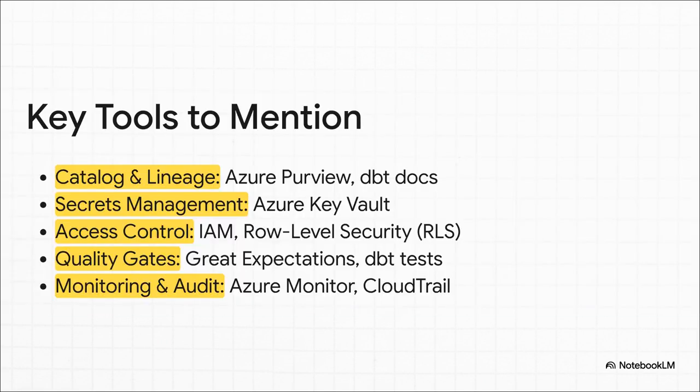And of course, you're not doing this by hand. You need to know the industry standard tools that make all this possible. For data catalogs, you might be using something like Azure Purview. For secrets, Azure Key Vault is a popular choice. For access control, you're going to live in IAM, that's Identity and Access Management, and use things like row-level security. And for keeping your data quality high, tools like DBT tests or Great Expectations are just fantastic.